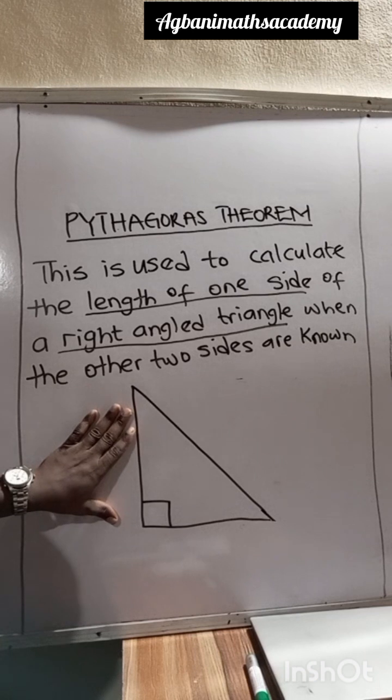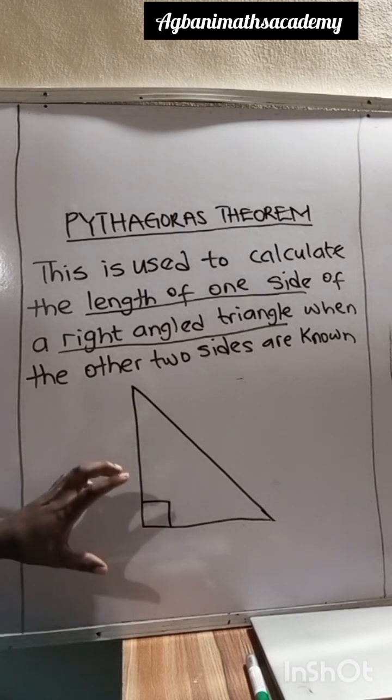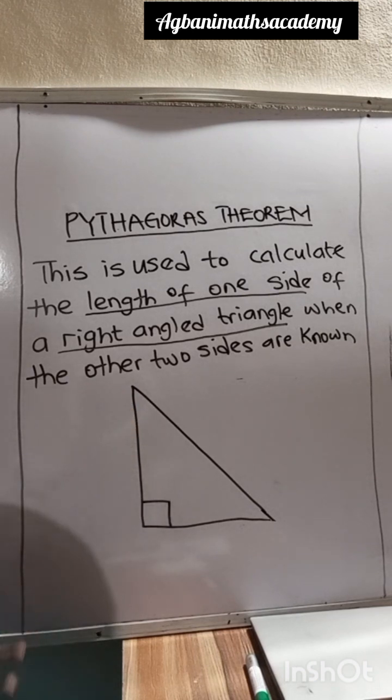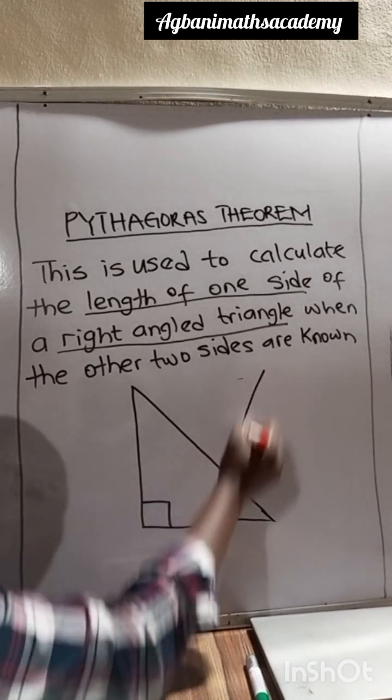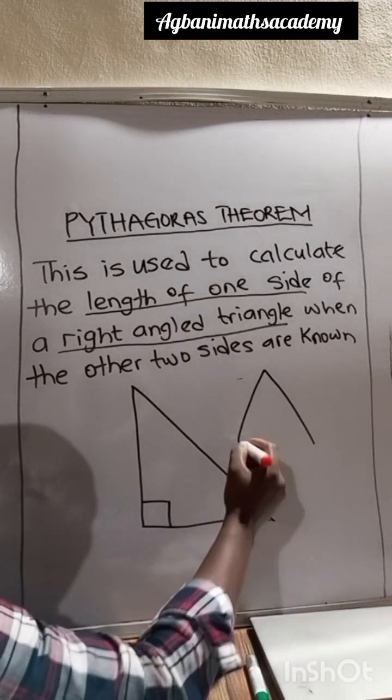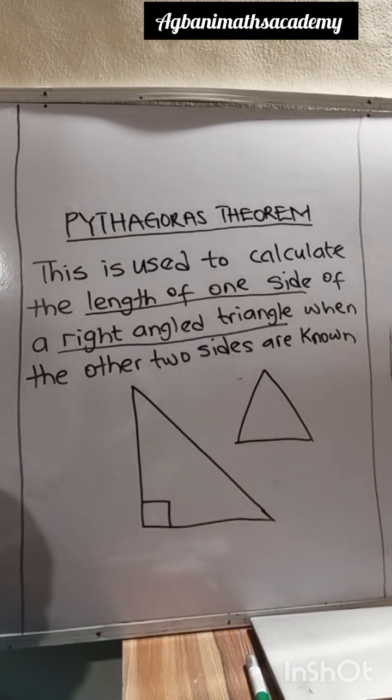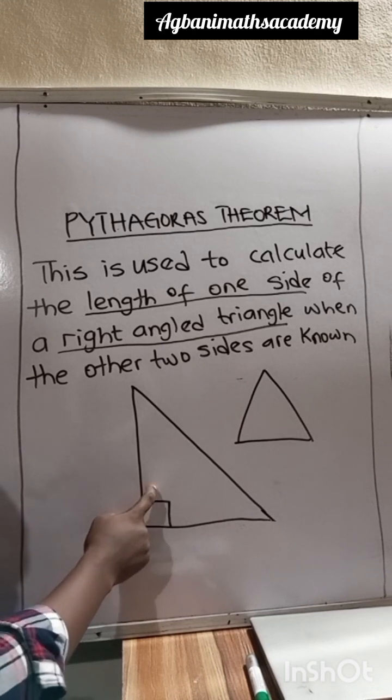So this is the only type of triangle that Pythagoras Theorem is applied for. Okay? Not every type of triangle, but only this type of triangle. So if you have any triangle in this form, for example, Pythagoras Theorem cannot be applied here because none of these angles is 90 degrees. So the only type of triangle that Pythagoras Theorem can be applied in is a right angle triangle.